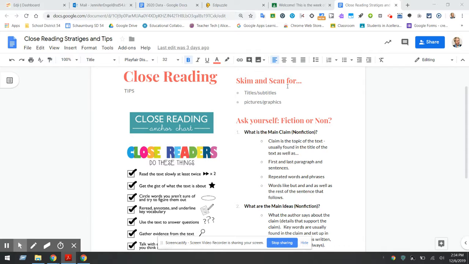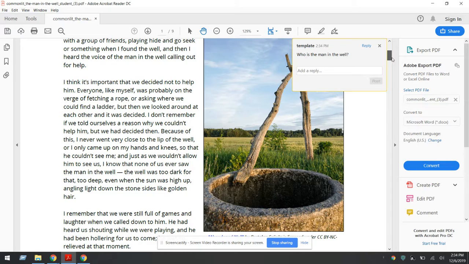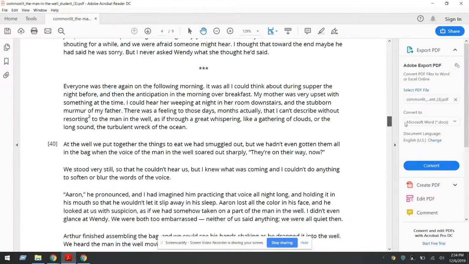The first one is we're going to skim and scan for titles, subtitles, pictures, and graphics. So again, if you remember from our ed video from last week, one of the things that we might do is take this title and turn it into a question. For example, we might say, who is the man in the well? And then we also skim and scan. There's just obviously a well here. I don't really have any other titles, so that's all that we have.